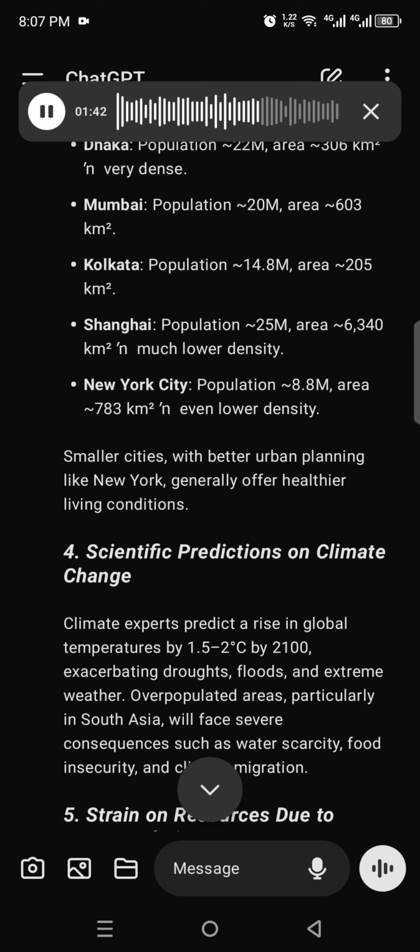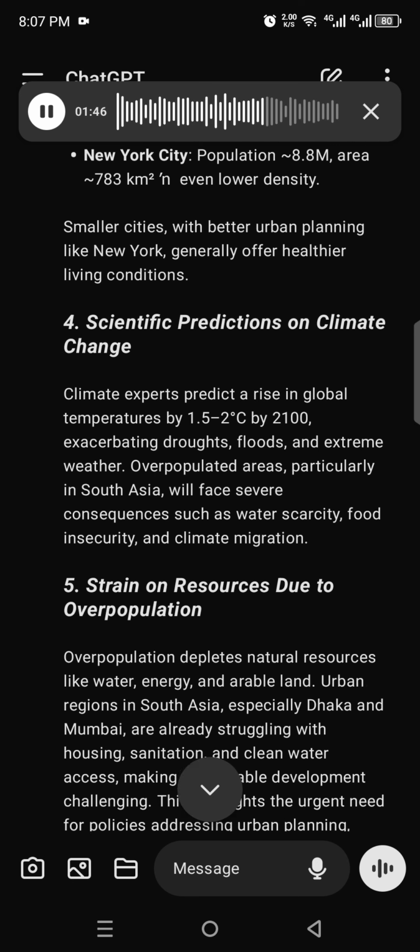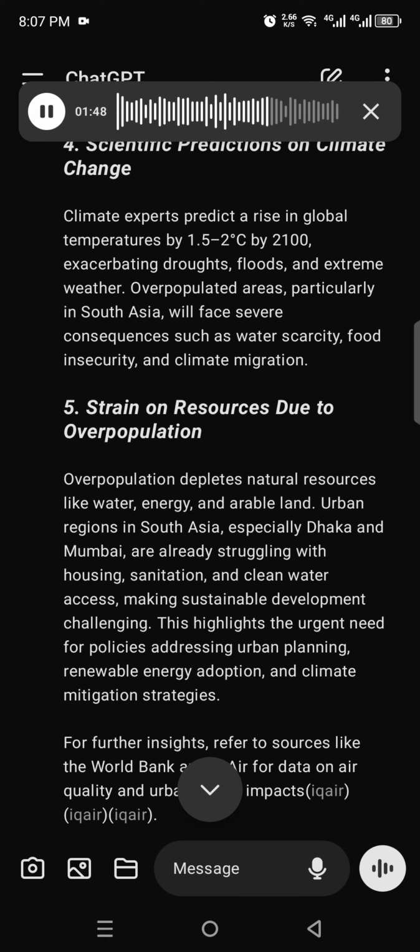4. Scientific predictions on climate change. Climate experts predict a rise in global temperatures by 1.5 to 2 degrees Celsius by 2100, exacerbating droughts, floods, and extreme weather. Overpopulated areas, particularly in South Asia, will face severe consequences such as water scarcity, food insecurity, and climate migration.